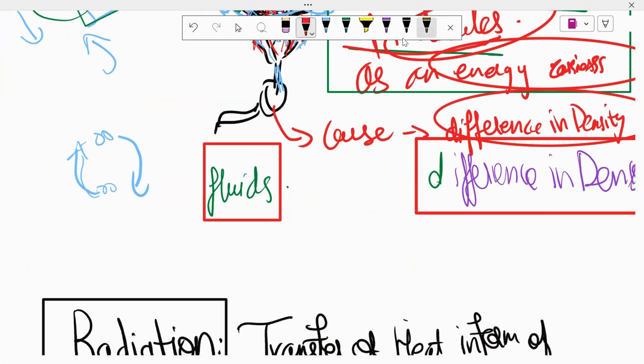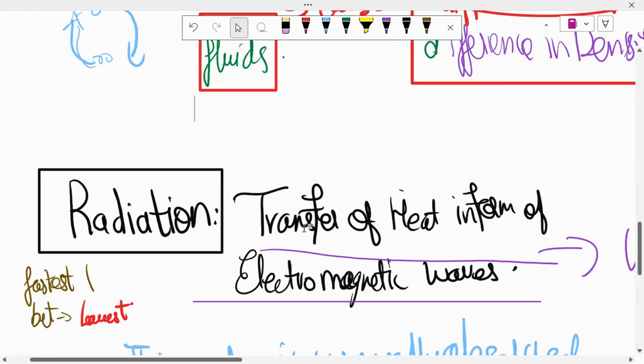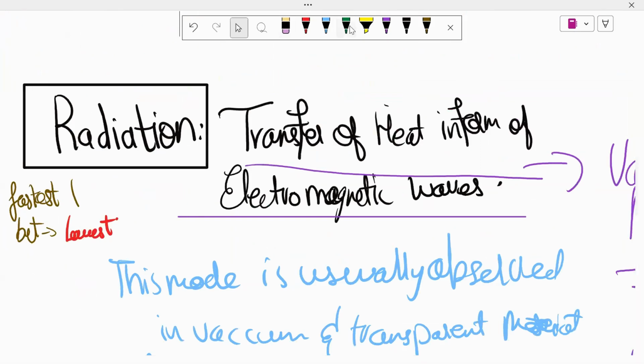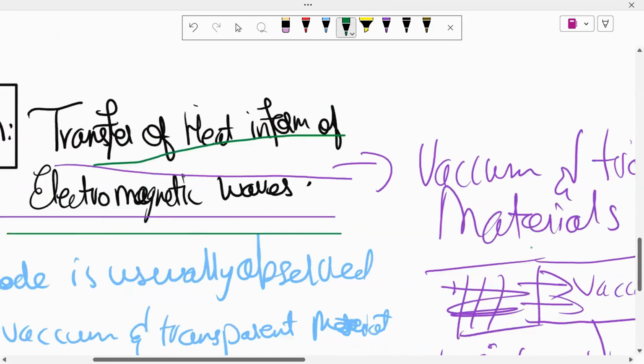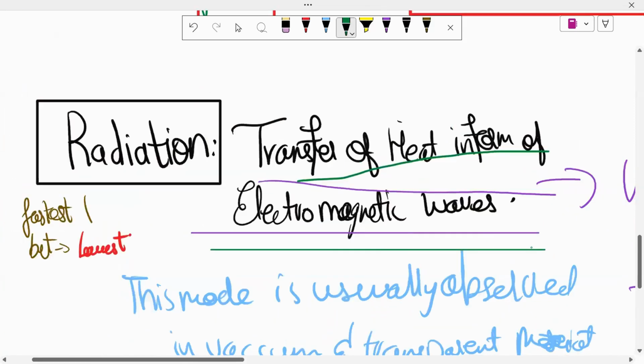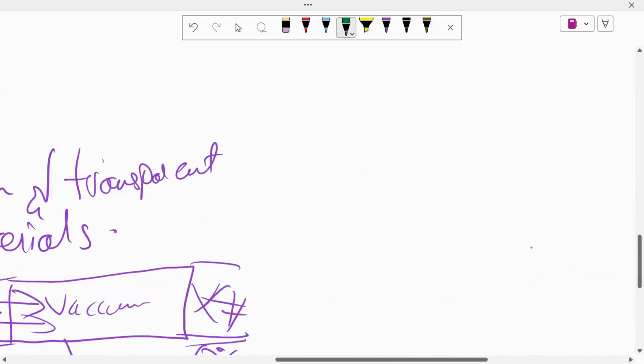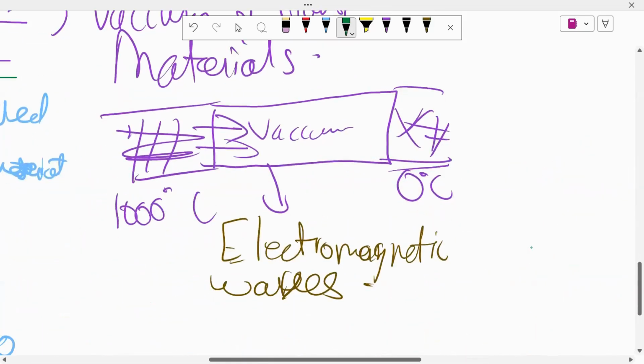Now let's move on to radiation. So what is radiation? Radiation is basically the transfer of heat in the form of electromagnetic waves, and this mostly occurs in a vacuum, or in transparent materials.